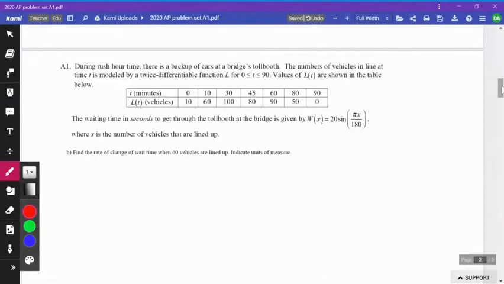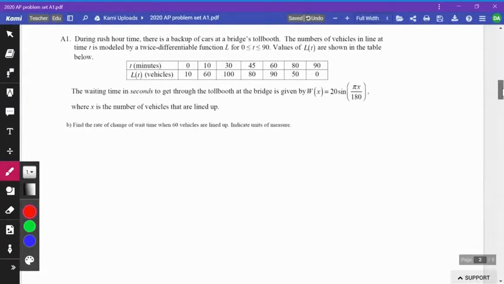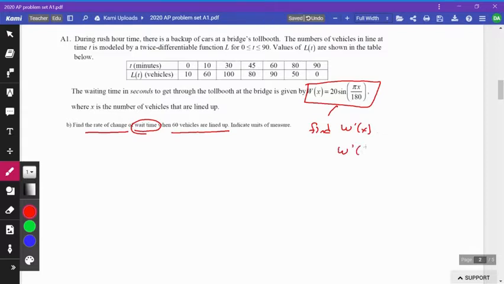Now we get into finding the rate of change of the wait time. The wait time is this function right here, when 60 vehicles are lined up. So what I want to do is figure out the derivative. So I want to find w prime of x, then plug in 60. So I want to find w prime of 60.